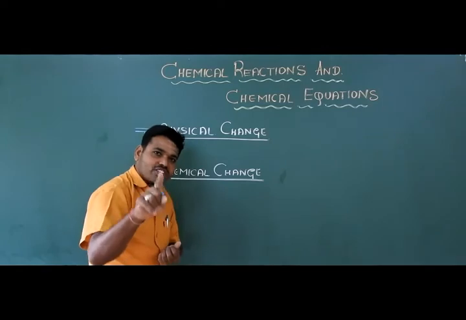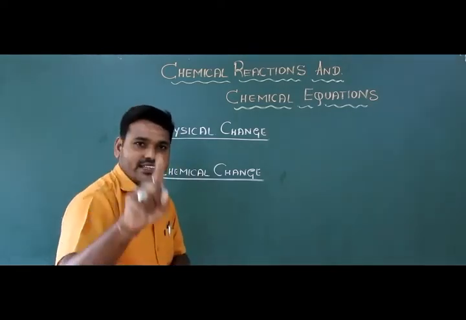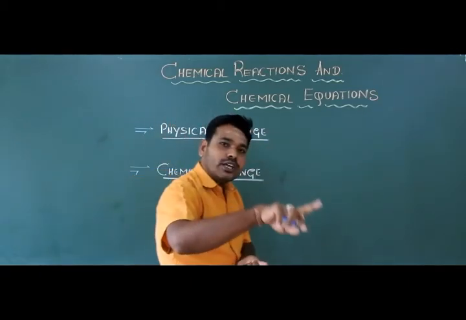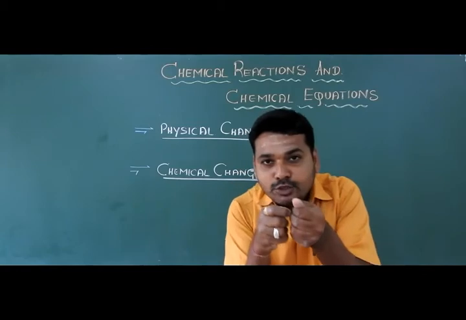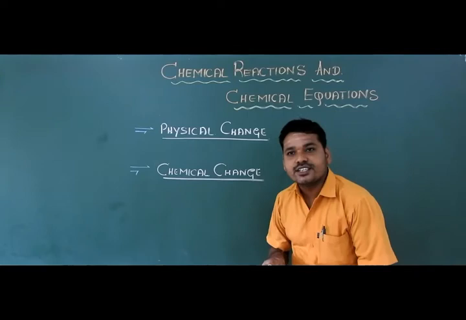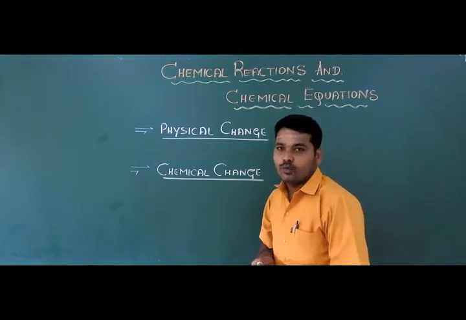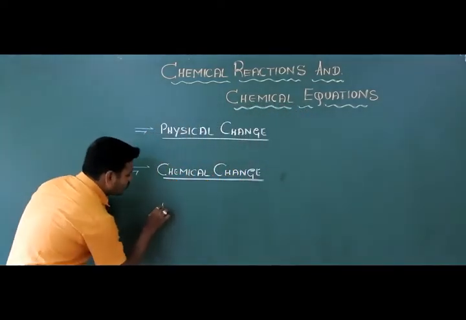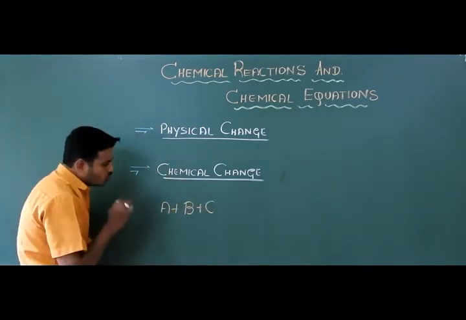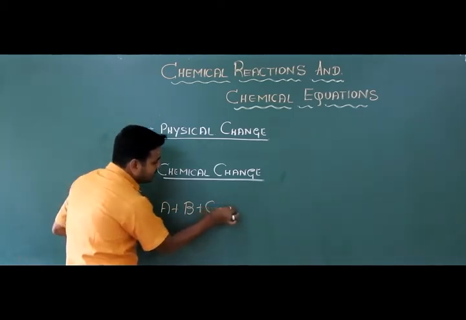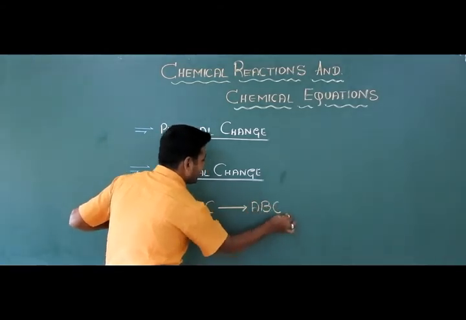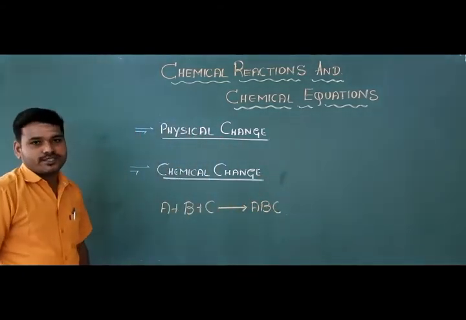A chemical reaction is a process in which two or more than two chemical substances combine to form a new chemical substance. That is said to be a chemical reaction, students. Listen to the definition carefully. So two or more than two chemical substances combine to form a new chemical substance. That itself we call a chemical reaction, students.